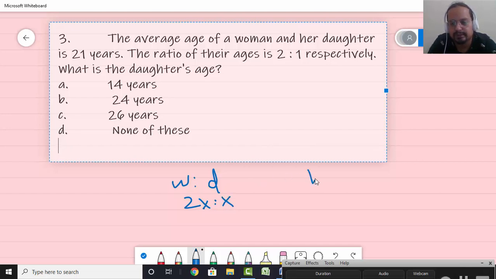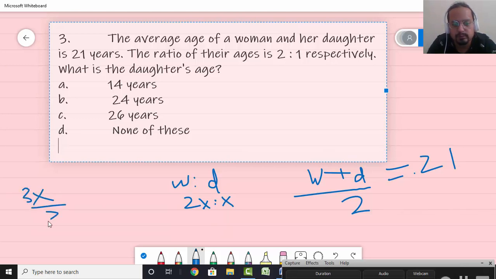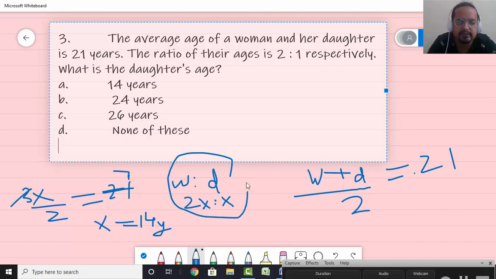So the average age of two people is 21, which means (w plus d) by 2 is 21. Got it? So w plus d by 2, which means 3x by 2, right, is 21. So you write it like this: 3x by 2 is equal to 21, and then you do the simple cutting. 3, this goes 7, right? And x becomes equal to 14. So in such a question, it's a very simple one-step solution. Here you basically need to take the ratio and apply the average formula and solve it.